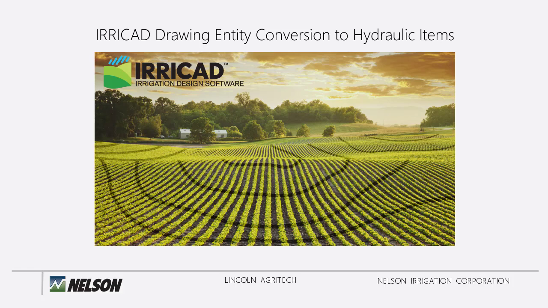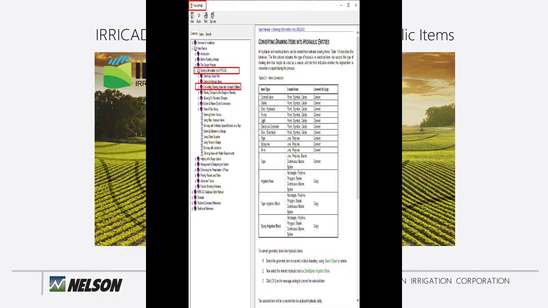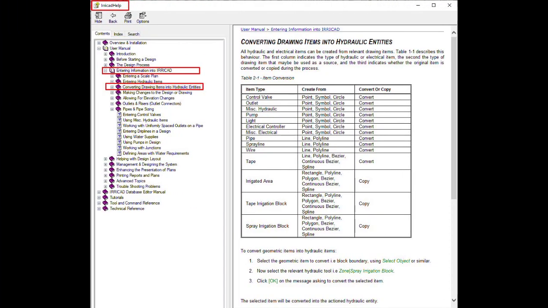In this video, we will go over the process of converting drawing items to hydraulic items in order to run a design in IRRICAD. We'll also look at situations where this can be used for sprinkler spacings that are not uniform along the lateral. There are references in the help files and the user manual. If you look for the user manual, entering information into IRRICAD and then converting drawing items to hydraulic items.